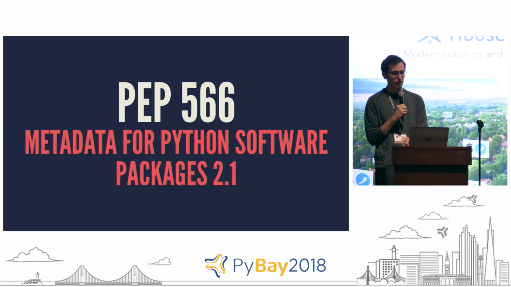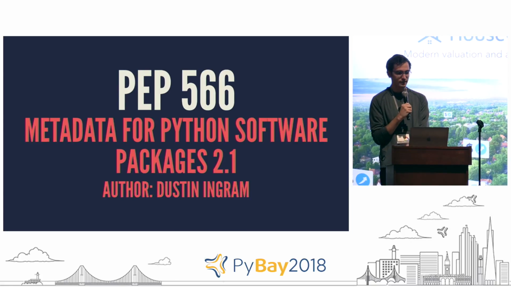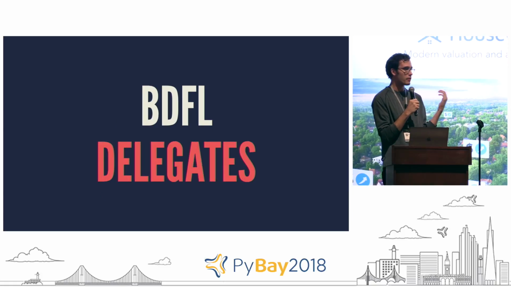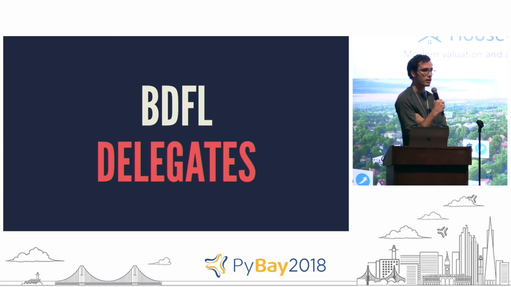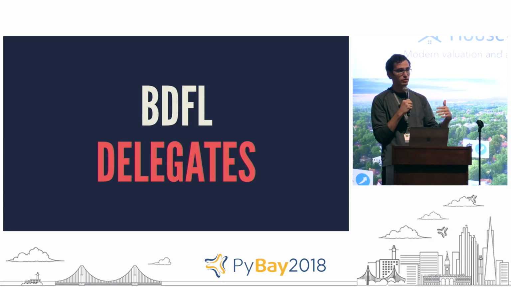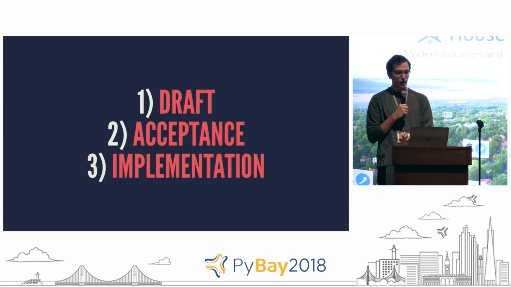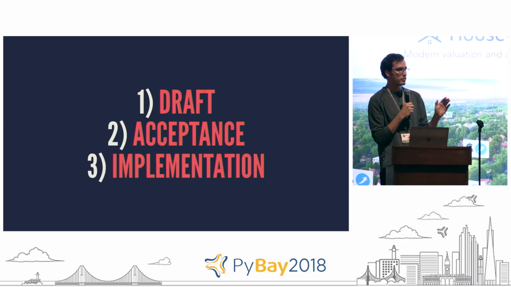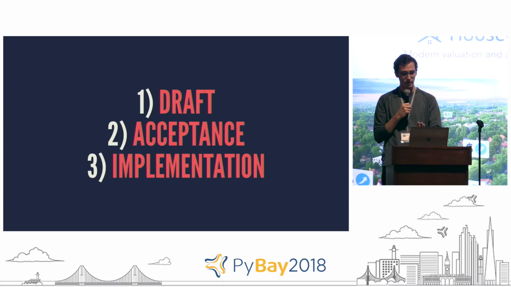My favorite PEP is PEP 566, Metadata for Software Packages 2.1. Author of this, here's me. When I wrote that PEP, Guido himself did not review it. He doesn't care about metadata for software packages. Instead, we have BDFL delegates. These are people that derive their power to approve PEPs from the BDFL themselves, and they're concerned about specific areas of Python. So the PEP process looks like this. First, you write a draft. Then you hand it to the BDFL or BDFL delegate for acceptance. And then, if it's accepted, it gets implemented.